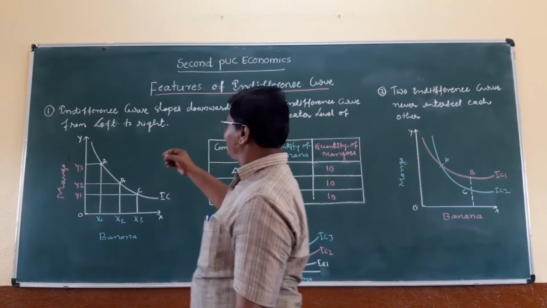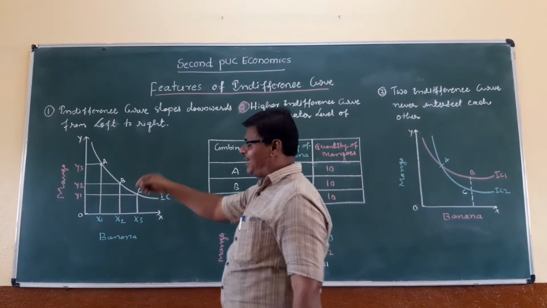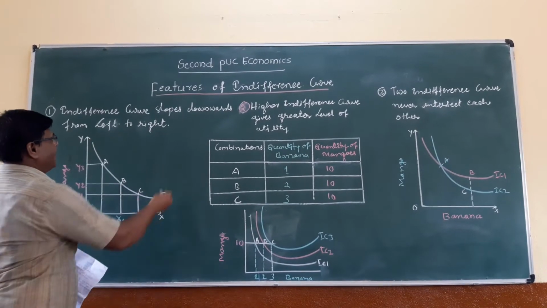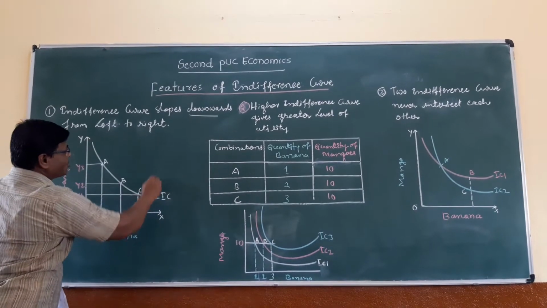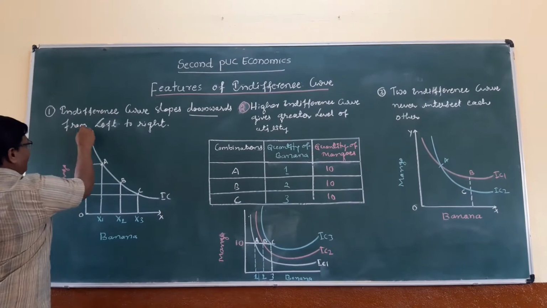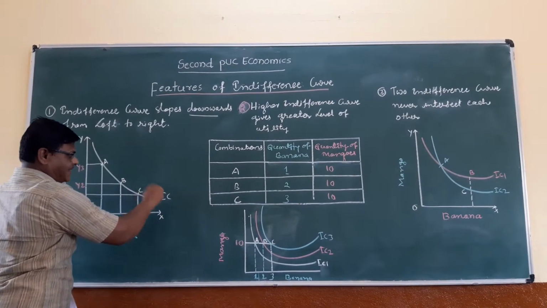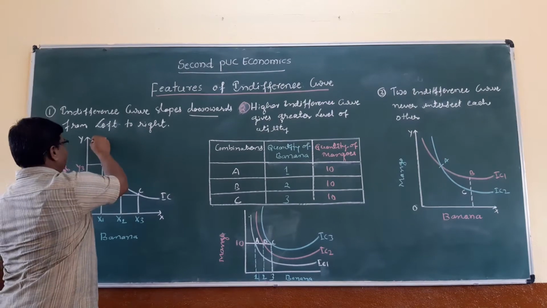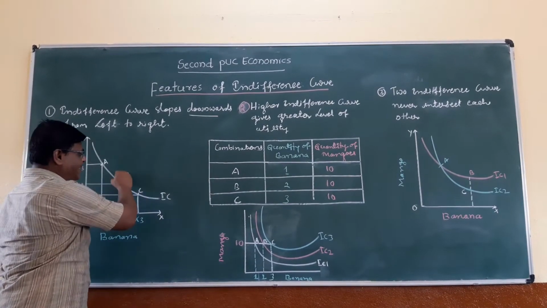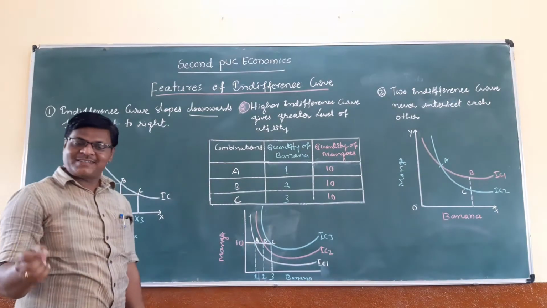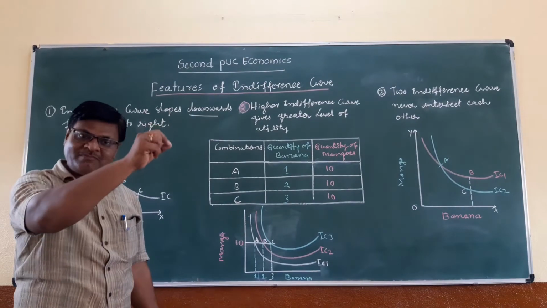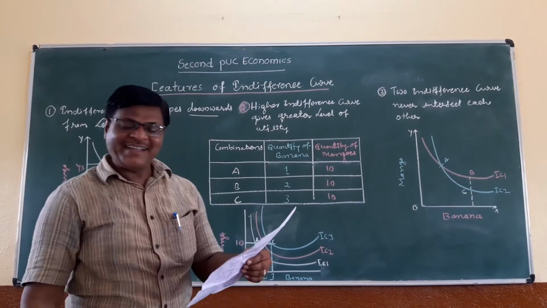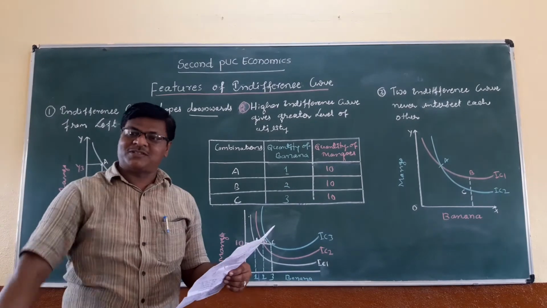First, we have to study why the indifference curve slopes downwards from left to right. The indifference curve slopes downwards from left to right. The indifference curve has a negative slope. It slopes downwards from left to right. Let us see the reason why this curve slopes downwards.